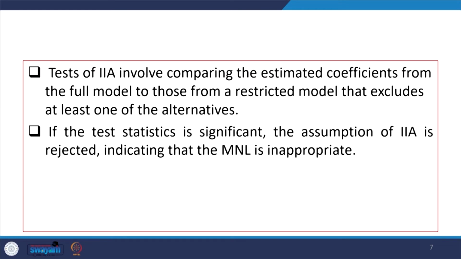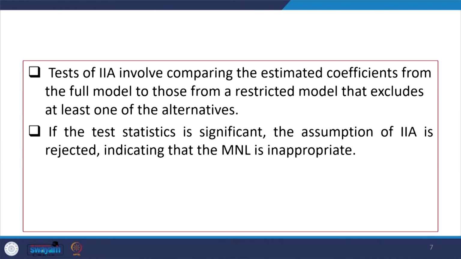Tests of IIA involve comparing the estimated coefficients from the full model to those from a restricted model that excludes at least one of the alternatives. The test involves comparing the estimated coefficients from the full model to those from a restricted model where some alternatives are actually excluded. So we will compare these two basically in this case. When this comparison by exclusion is not making a difference from the full model, that means we can assure ourselves that the alternatives are not that important or are independent.